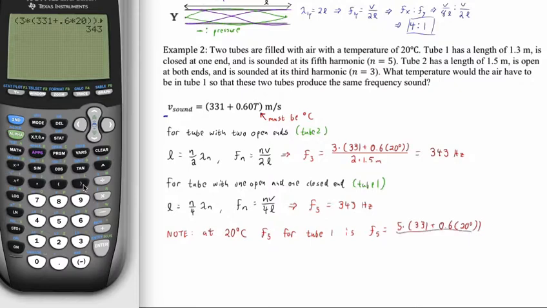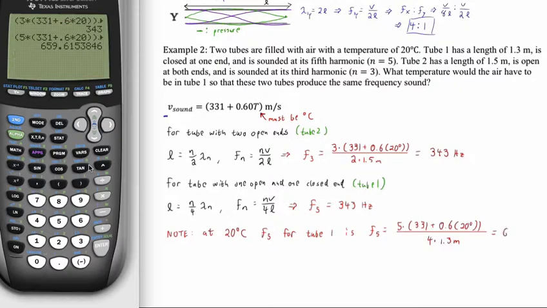Okay, and then all divided by 4 times the length, which is 1.3. It's pretty similar calculations, so I'll just make some tweaks up here. This would be a 1.3 instead of a 1.5, and it's a 5 instead of a 3 because it's the fifth harmonic.